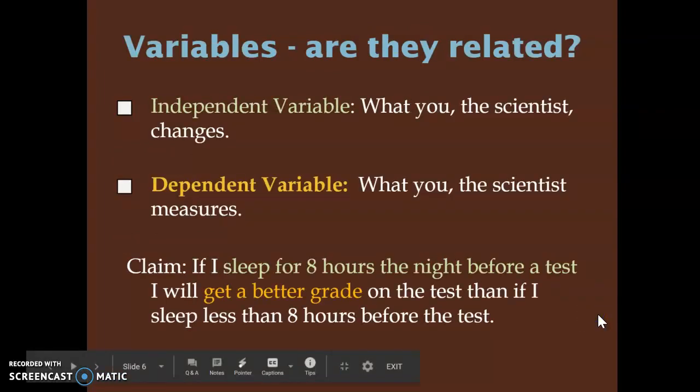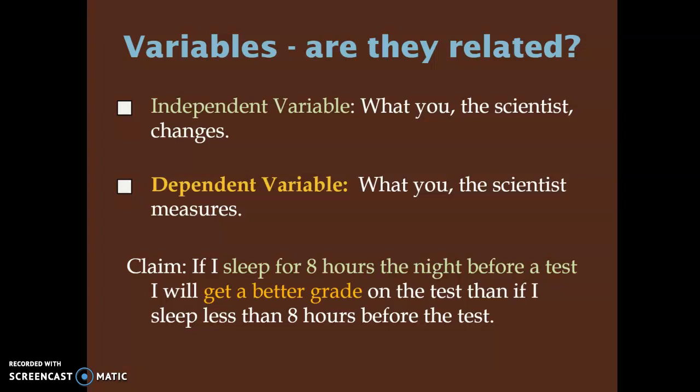The two things that you're usually curious about, whether or not they have a relationship to each other or not, are called variables. There are two experimental variables that you need to know, an independent variable and a dependent variable. The independent variable, which I have here in green, is what you, the scientist, change, and the dependent variable here in gold is the consequence of that change.